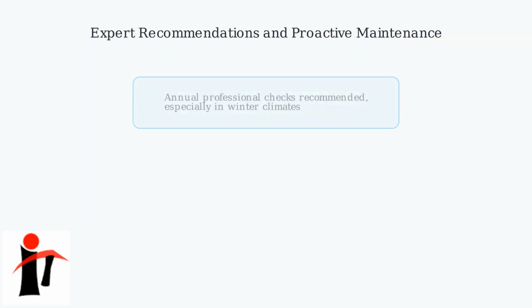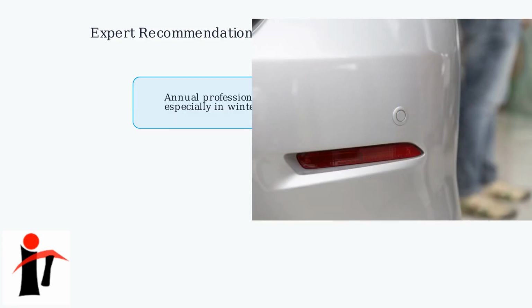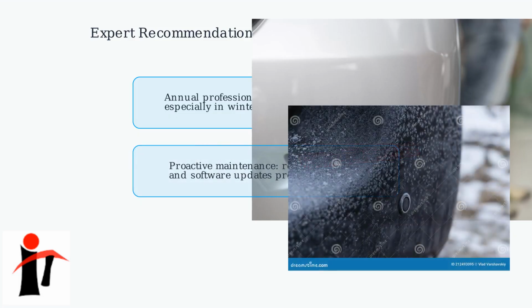Experts recommend annual professional checks for your Tesla Model S Park Assist system, particularly important in winter climates where harsh conditions can affect sensor performance. Proactive maintenance includes regular cleaning of ultrasonic sensors and installing software updates to prevent sensor-related incidents.